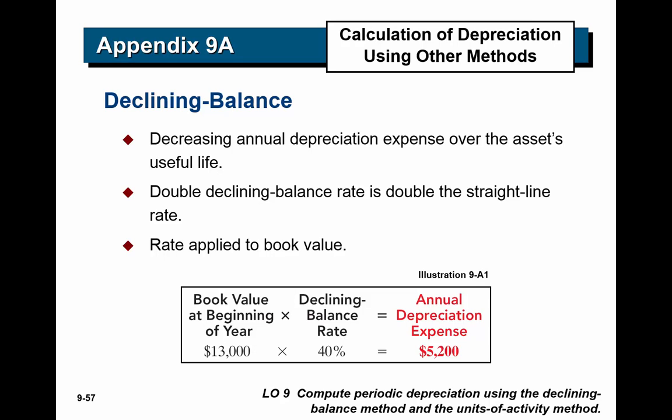All right, one last thing. I kind of walked you through an example, but I'm going to walk you through one last one. I realize this is a long lecture, and I apologize for that. But just a review of how we deal with the declining balance methods, because the depreciation part is kind of the hardest part of the chapter. So first of all, the decreasing annual depreciation expense over the asset's useful life. Double declining balance rate is the double of the straight line rate.